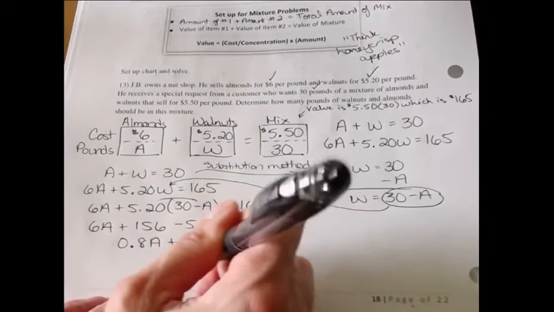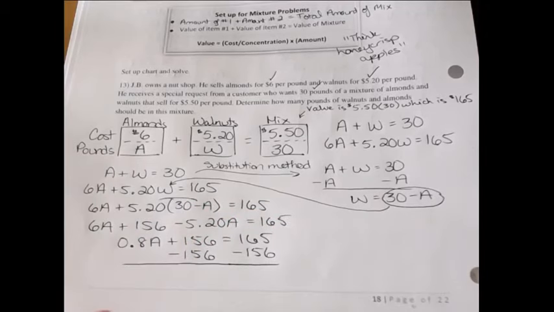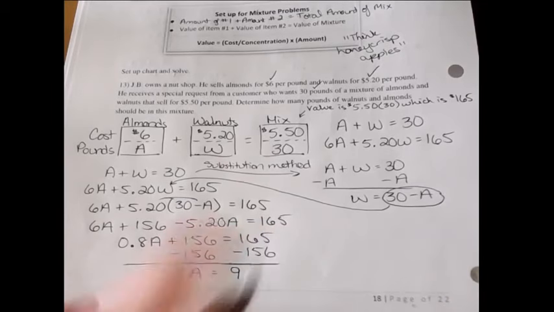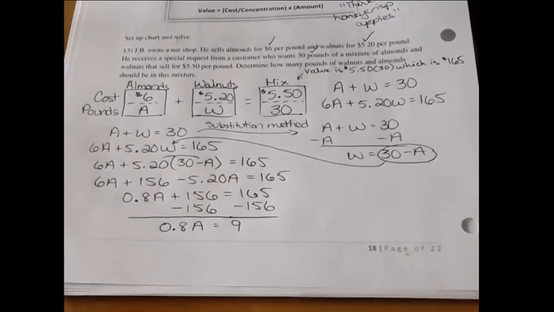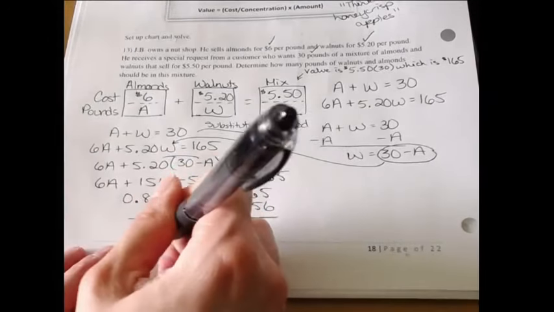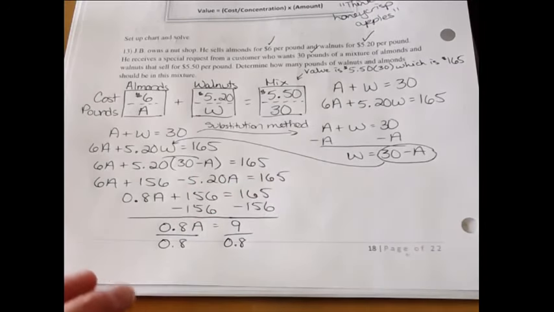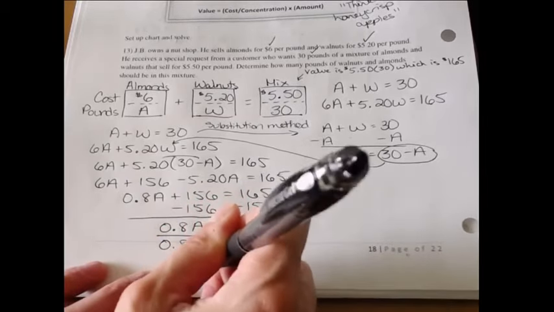Next, we're going to subtract the 156. We get 0.8A is equal to 9. And now all we have to do is divide. So we divide both sides by 0.8. And 9 divided by 0.8 gives me 11.25.